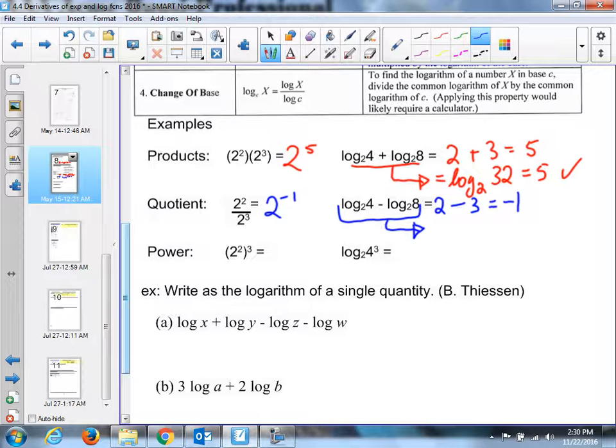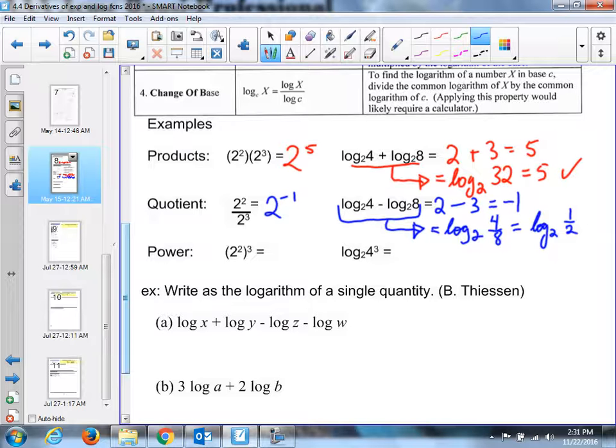If I was to rewrite these as one log, and you see subtraction, you think subtraction with exponents means quotients, division, right? So what are you going to rewrite this as? Log base 2 of 4 over 8, 1/2. Okay, that's good, right?